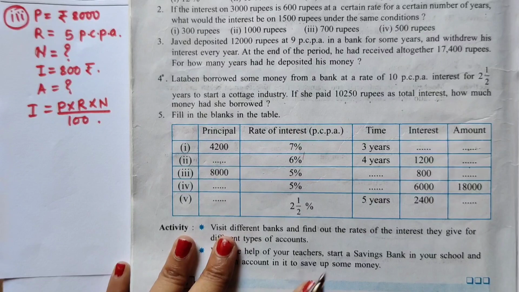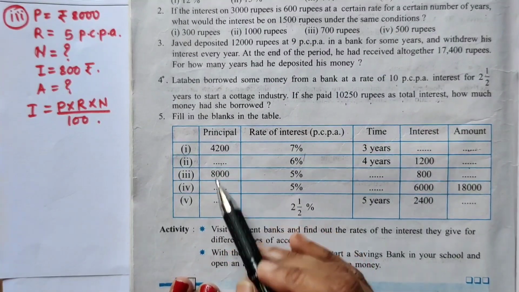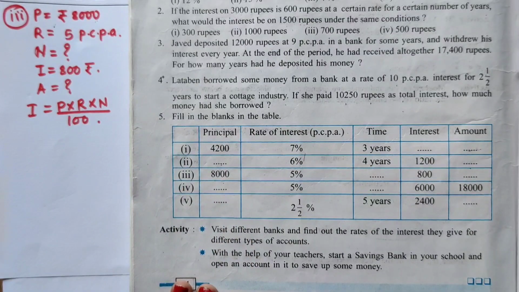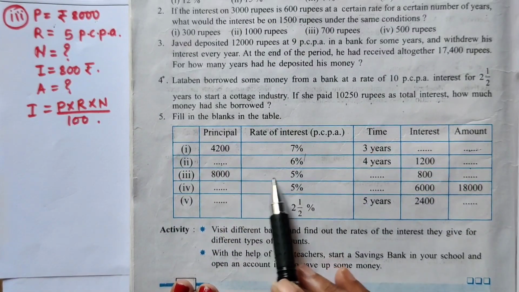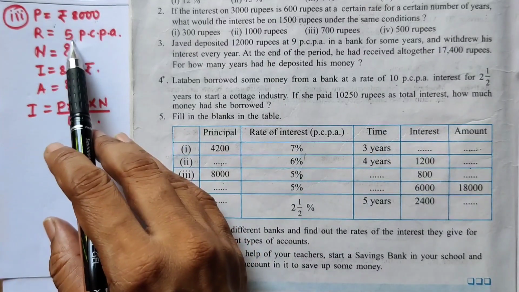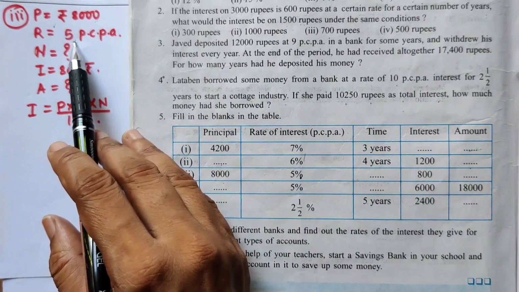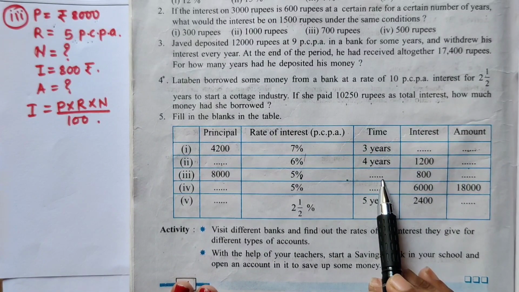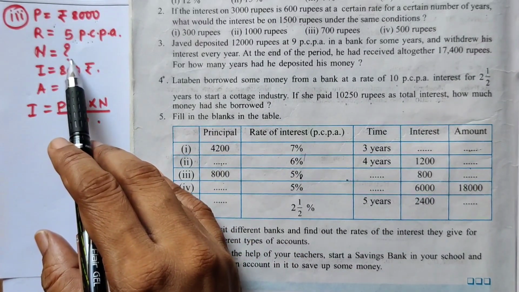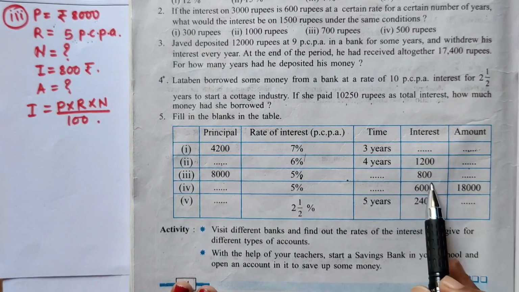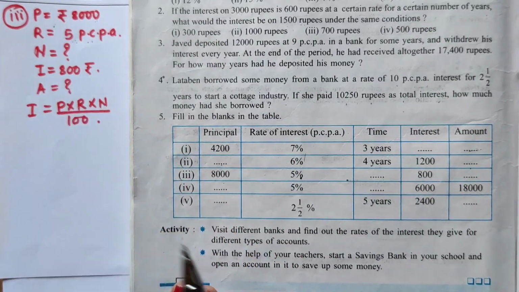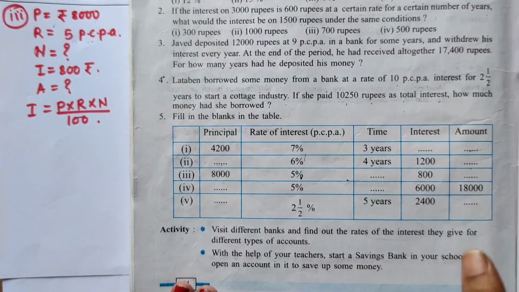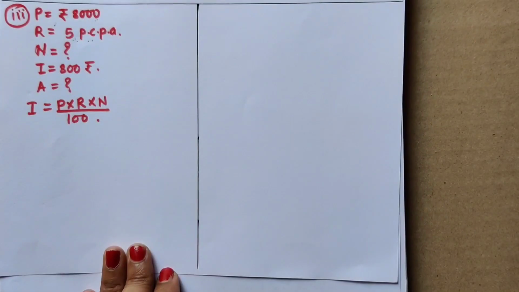Now see the third sum from the table. In third sum, principal is 8,000 rupees. So P is equal to rupees 8,000 I have written here. Then rate of interest is 5%. Rate of interest is 5%, or 5 PCPA. N is equal to number of years we have to find out. We have not been given the number of years. So number of years I have written question mark. Interest is 800 rupees. So I is equal to 800 rupees, and we have to find amount also. So amount is equal to also question mark. So let us solve the sum now.